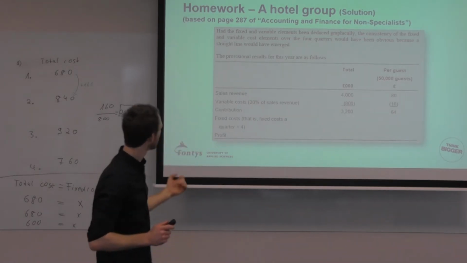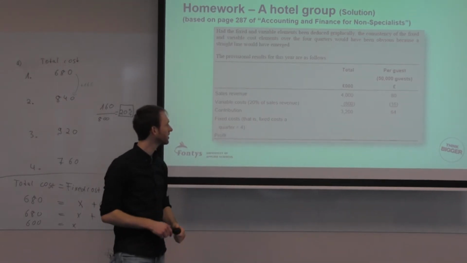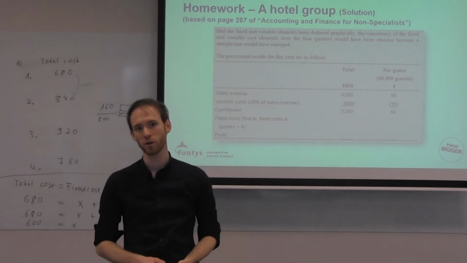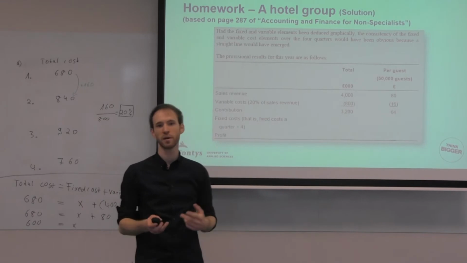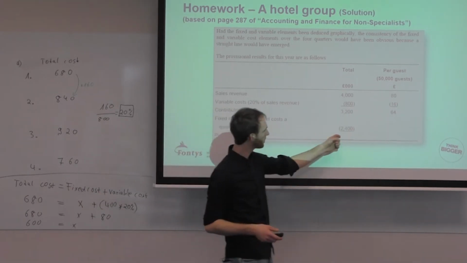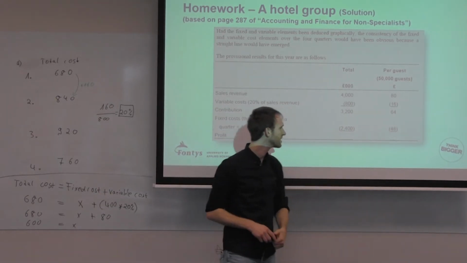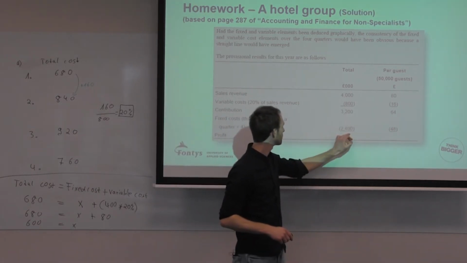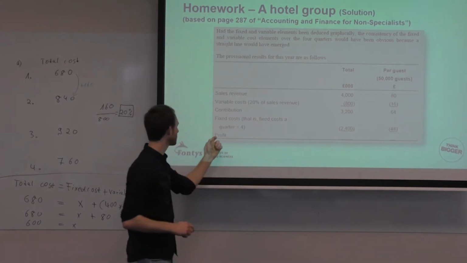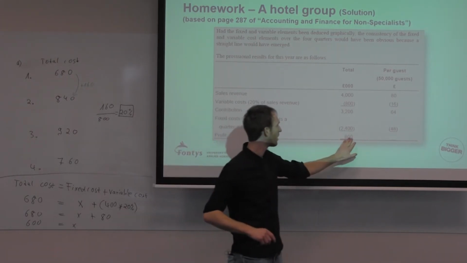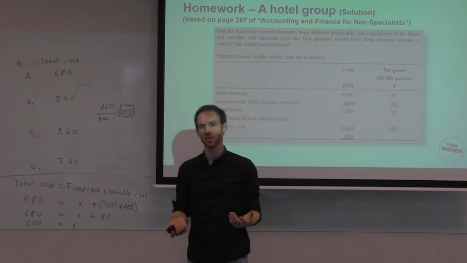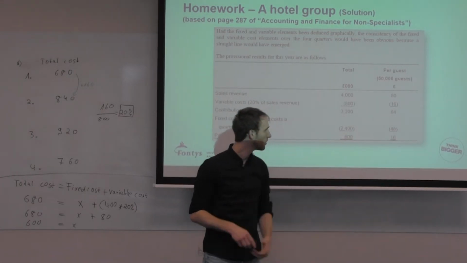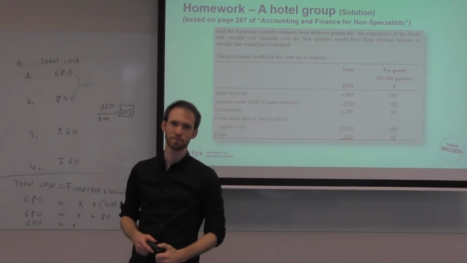And now, this is what we just calculated before, the fixed cost. So fixed cost per quarter times 4, because we have 4 quarters. So this is 600,000 multiplied with 4, giving us 2.4 million. Per guest, this is 48. And now, profit is simply contribution minus the fixed cost, leading to a profit of 800,000. And this is what we already had in the initial table. And also, per guest, this is 16.